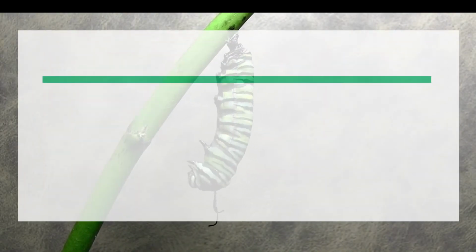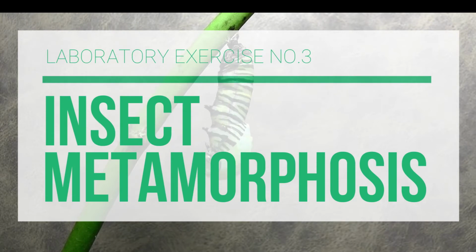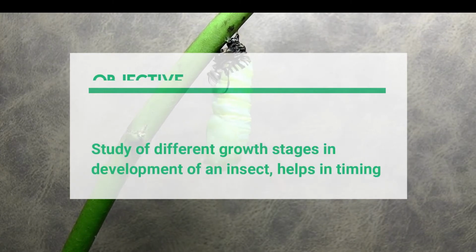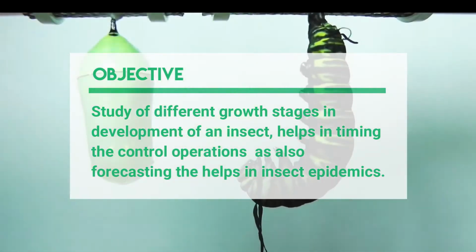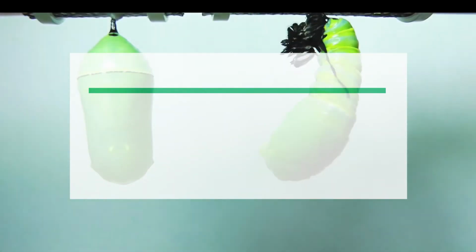Good day. We are group 3 and today we will be discussing insect metamorphosis. Objectives: study of the different growth stages in the development of an insect. This helps in timing control operations as well as forecasting the health of an insect epidemic.